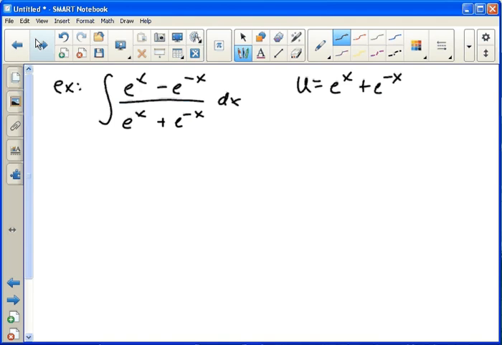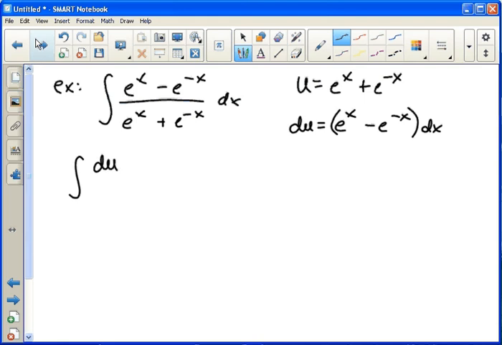Well, if I take the derivative of that, the derivative of e to the x is just itself, it's e to the x. The derivative of e to the negative x is negative e to the negative x. Because remember, it's itself times the derivative of the exponent. So the derivative of the exponent would be negative 1, so it just changes the sign in front. Well, that is a perfect match for the top. So we actually end up with du over u.